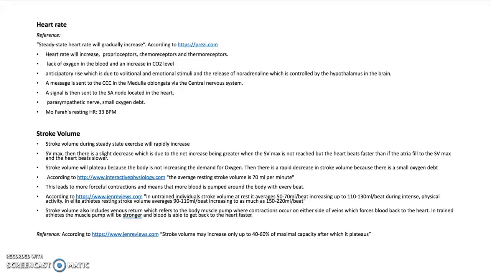Stroke volume will plateau because the body is not increasing the demand for oxygen. Then there is a rapid decrease in stroke volume because there is a small oxygen debt after the exercise, and less oxygen needs to be pumped around the body.